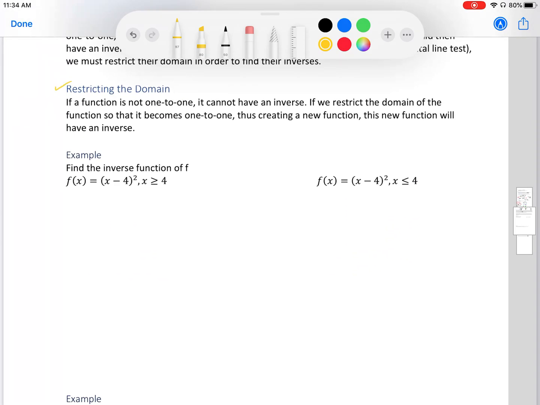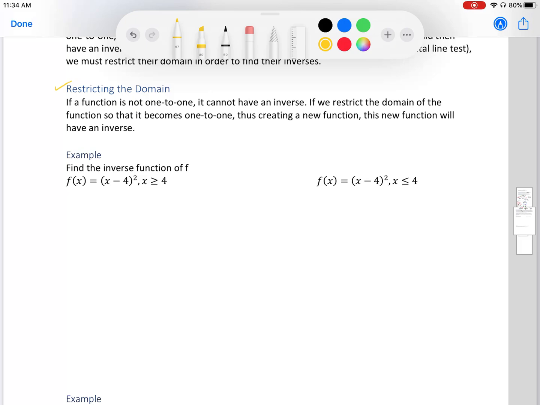And if we do that, we will allow for an inverse. Let's talk more about restricting the domain. If a function is not one-to-one, it cannot have an inverse. If we restrict the domain of the function so that it becomes one-to-one, thus creating a new function, this function will have an inverse.